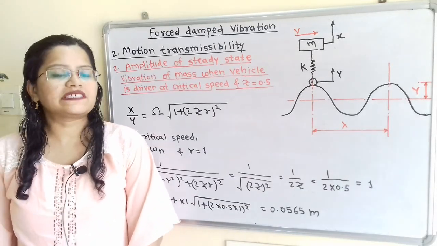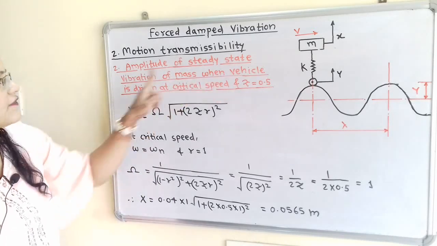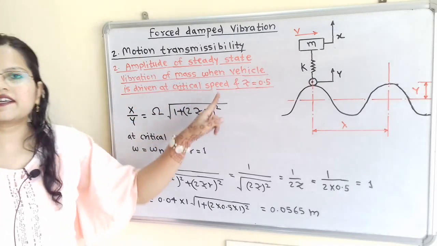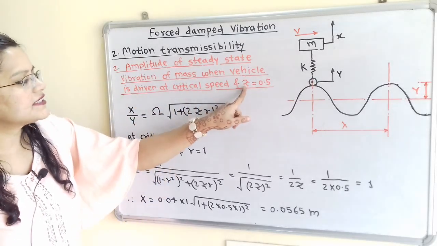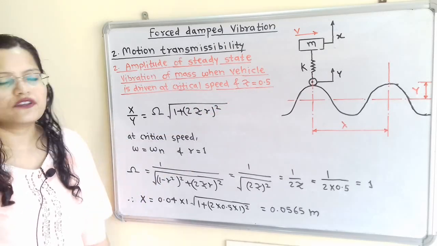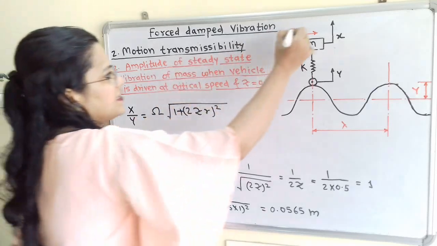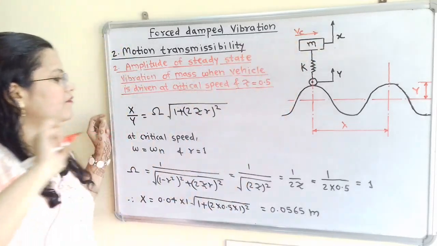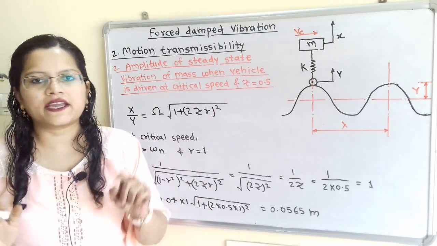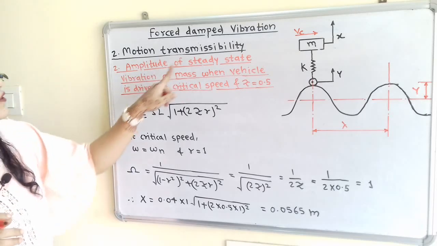Now we will move to the second question. We have to find out amplitude of steady state vibration of mass when vehicle is driven at critical speed and zeta, that is damping factor, is equal to 0.5. So we have to consider this velocity as a critical speed, that is Vc, and we know that for the critical speed condition is omega is equal to omega n and r is equal to 1.